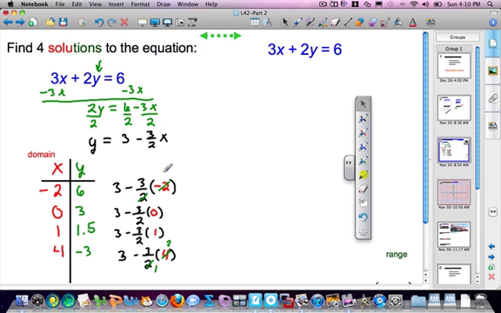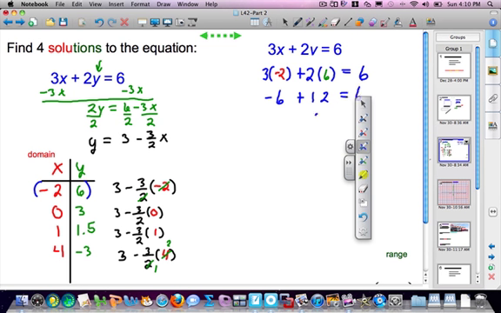Now, because these are solutions, what we can do is check these solutions in the original equation. So let's go ahead and do that. Let's take the first solution, which was negative 2, 6, and go back to the standard form equation and replace the x and the y with our values that we determined in the table. So the x value was a negative 2. The y value was a 6. Now we simply evaluate the left side to see if it equals 6. So 3 times negative 2 is a negative 6 product, plus a positive 12.